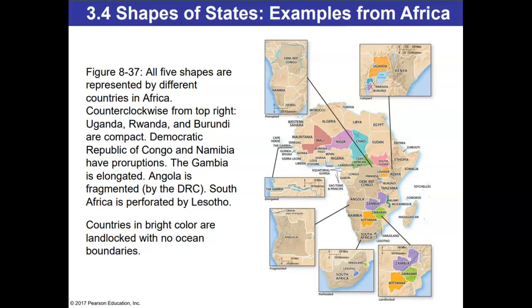All 5 shapes are represented by different countries in Africa. Counterclockwise from top right, you've got Uganda, Rwanda, and Burundi that are all compact. The Democratic Republic of the Congo and Namibia are proruptions. The Gambia is elongated, Angola is fragmented by the DRC, and South Africa is perforated by Lesotho. Countries in the bright color are landlocked with no ocean boundaries.